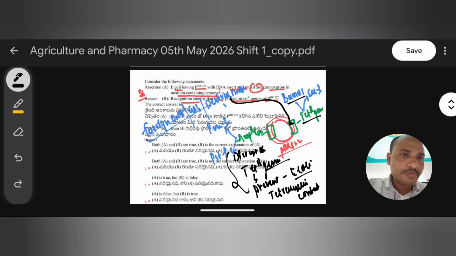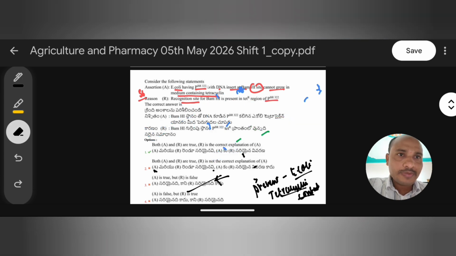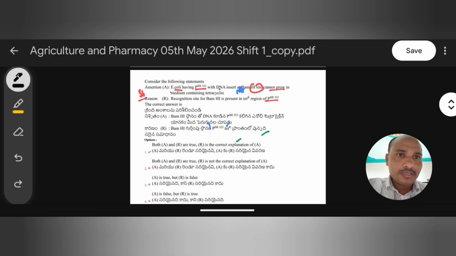So this complete process is said to be the insertional inactivation method. Insertional inactivation means we insert a foreign DNA at the site of tetracycline resistance, especially at BamHI, and then these E. coli cells cannot grow in tetracycline culture media. So if you read these two statements clearly, E. coli having pBR322 with DNA inserted at BamHI cannot grow in medium containing tetracycline, means the assertion is right, a correct statement.